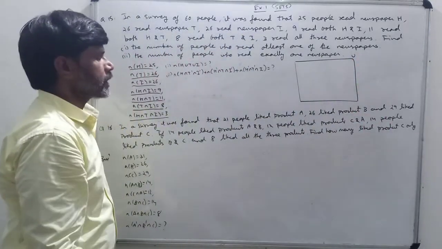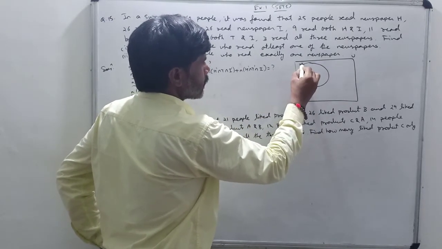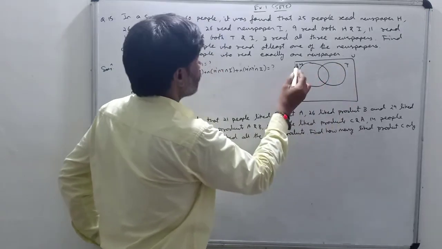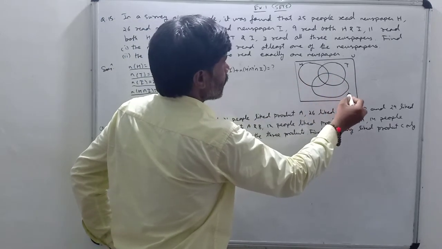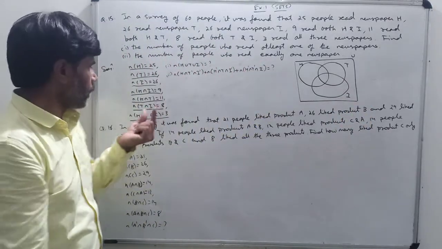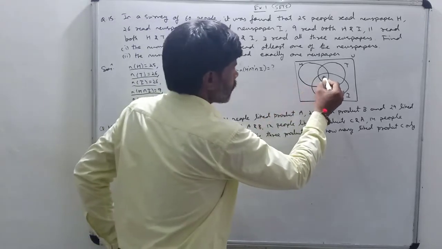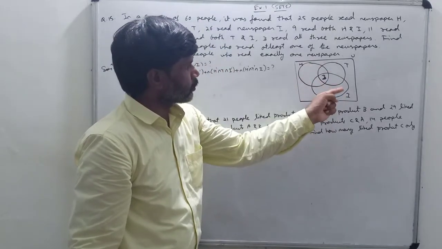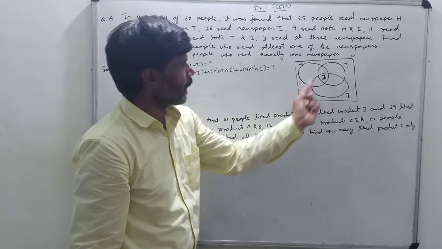This is the universal set. This set is H. This set is T. People reading newspaper H, people reading newspaper T, people reading newspaper I. So in Venn diagram, the method is like this: always start from the common portion. What is the common portion? The people reading all the newspapers, that is 3. So here you write down 3. So this 3 means H is also coming under, T is also coming, and I. So these 3 people are reading newspaper H also, T also, and I also.